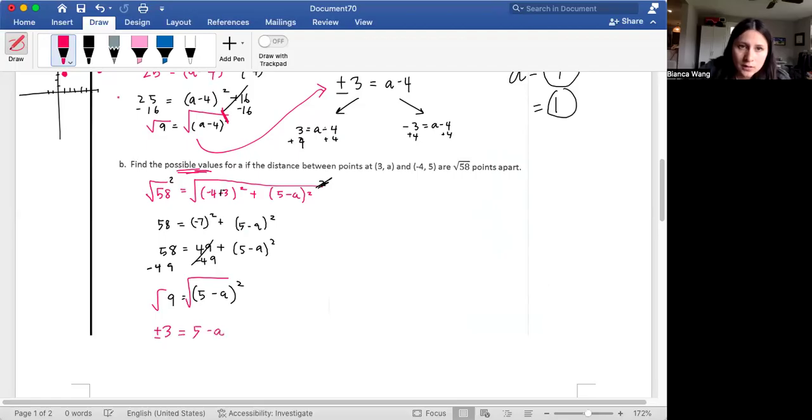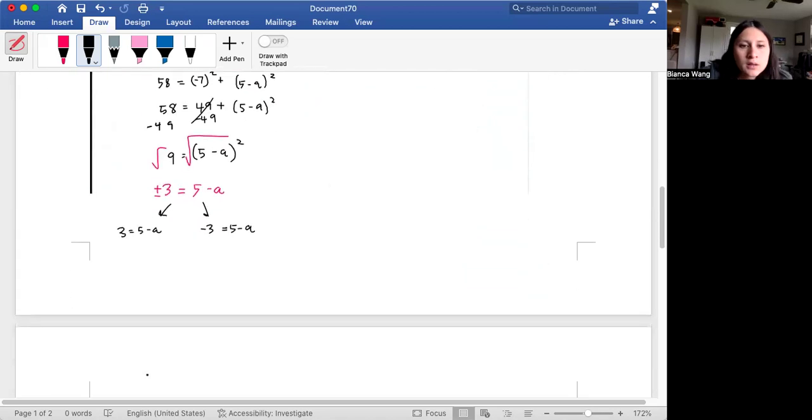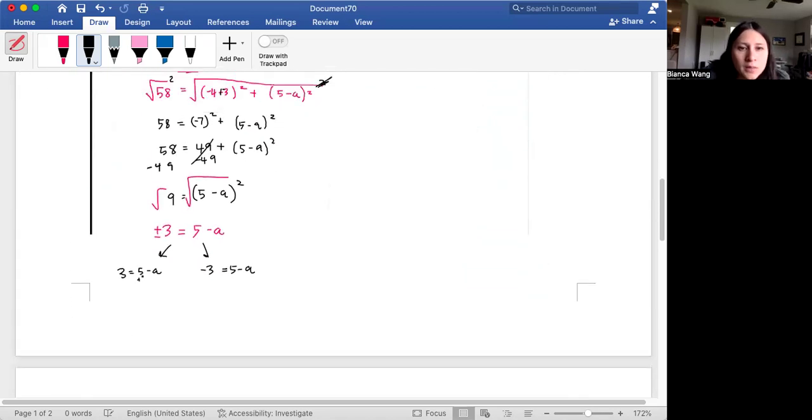Back to kind of the problem I looked at previously. Now I have to split this off. I've got 3 equals 5 minus a, or negative 3 equals 5 minus a. And let's get some room here. Plus 5 on both sides. And I have 8 equals negative a. Over here, negative 8.